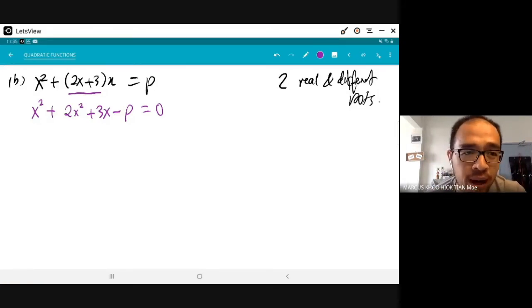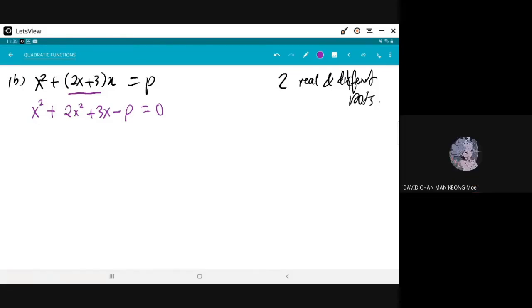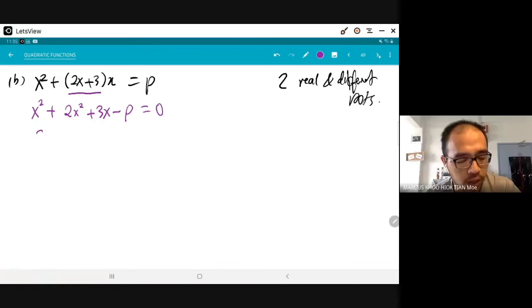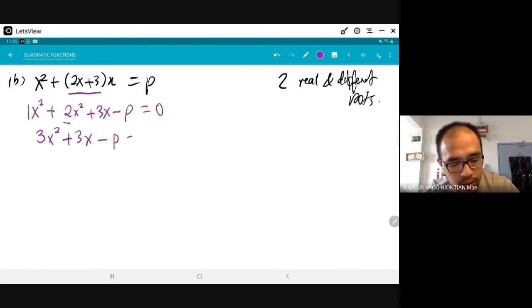Actually, I want to ask Dennis, but because he types so long, David, can you tell me what is this, enough for me to find ABC? The x squared plus 2x squared equals 3x squared, then that is the A. Then the B is 3. Then the C is minus p. So this 1x squared plus 2x squared will become 3x squared plus 3x minus p equals 0.